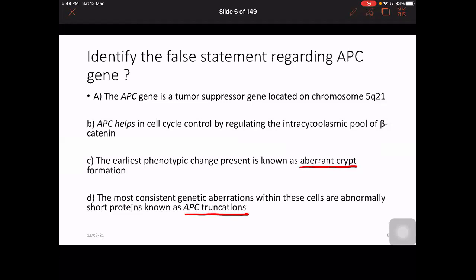Okay, and as you all know, the APC gene is a tumor suppressor gene. So remember, in colorectal cancer, the one most important proto-oncogene is KRAS. Apart from that, most others are tumor suppressor genes.